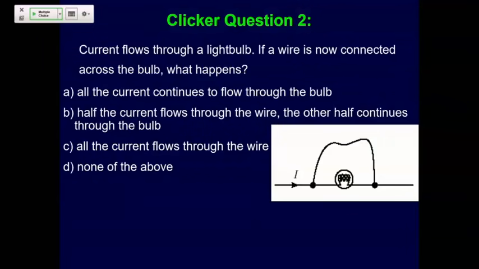So let's look at a question like this. This is something that will happen a lot. The book loves to show pictures like this. Current's going through a light bulb. If a wire is now connected across the light bulb, what happens? We connect a wire here, and again, wires are assumed to have resistance of essentially zero. So what do you think is going to happen to the current flow through our light bulb, in this case right here?